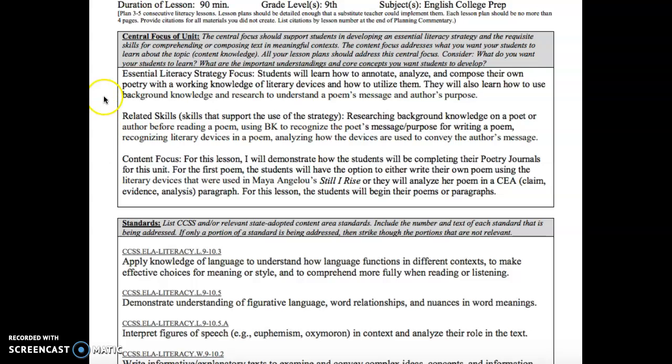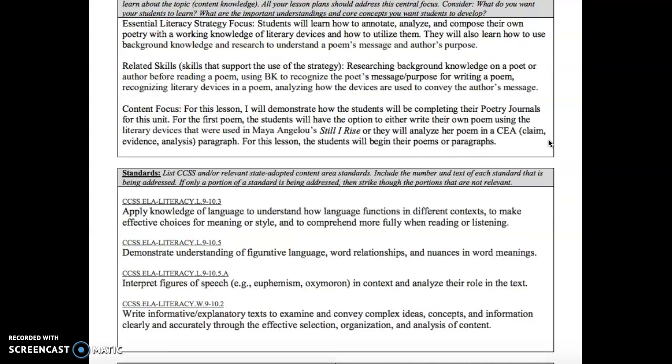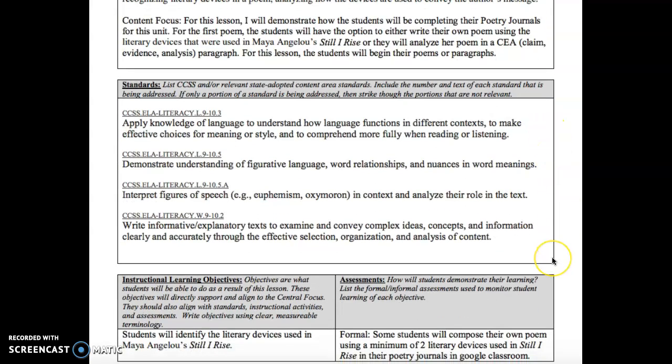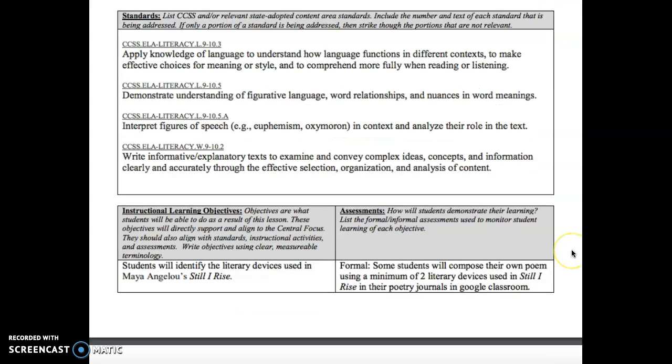So related skills and essential literacy strategy focus. The main focus is they will annotate, analyze, compose their own poetry. And then related skills, things that they will do along the way. So not necessarily the main focus, but there are additional skills that they will learn. And these strategies have been copy and pasted like they should be. We see that they're from various areas here. Some are literature and some are writing.